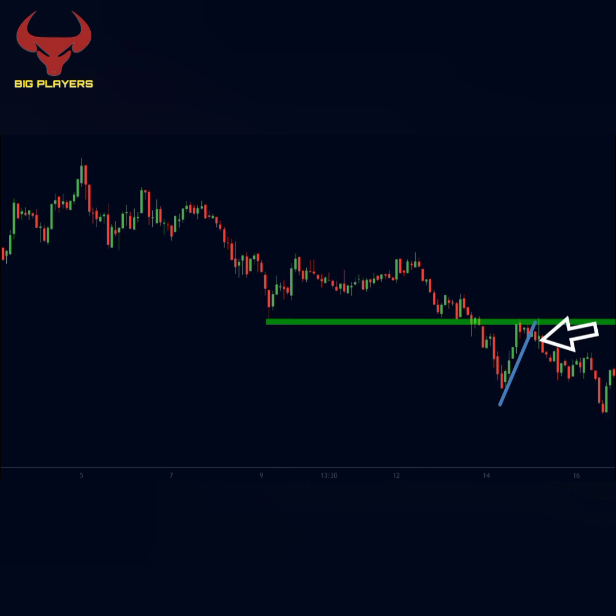The price breaks out of the trend line, and we enter here. We can keep our stop loss above the trend line, and we place our targets near the recent lows. As you can see, we achieved our profits in this trade.